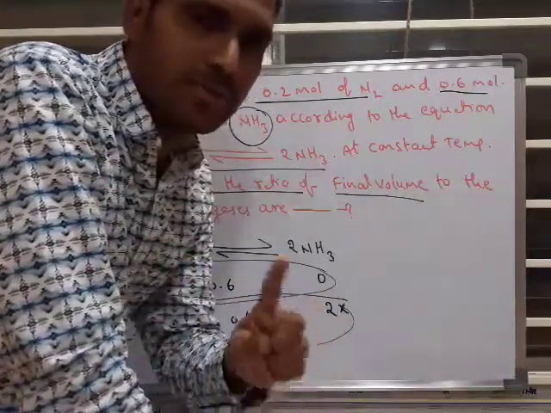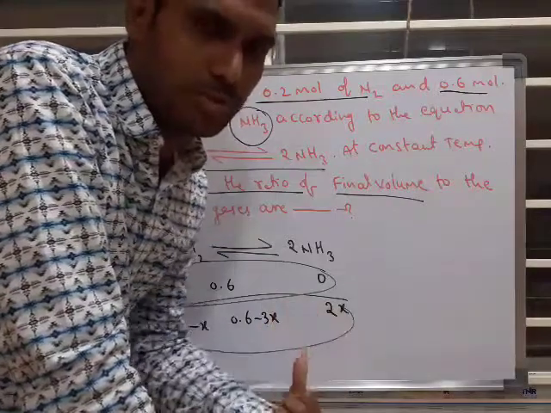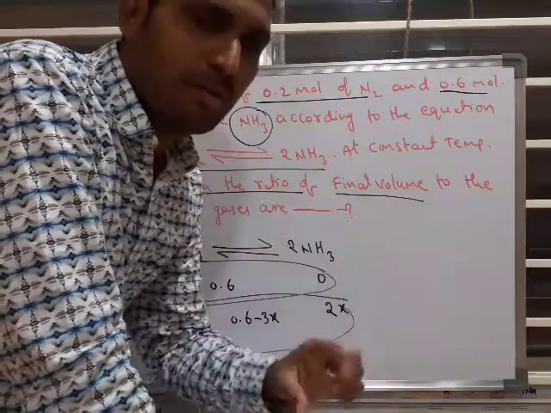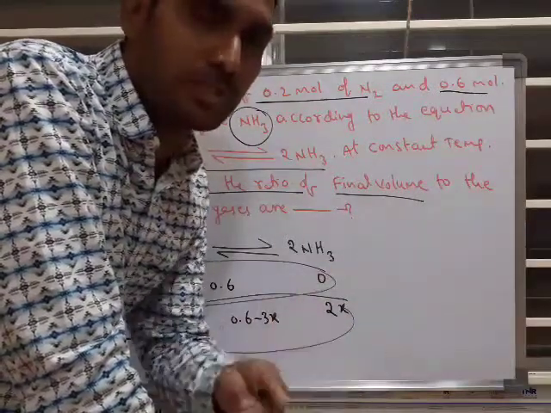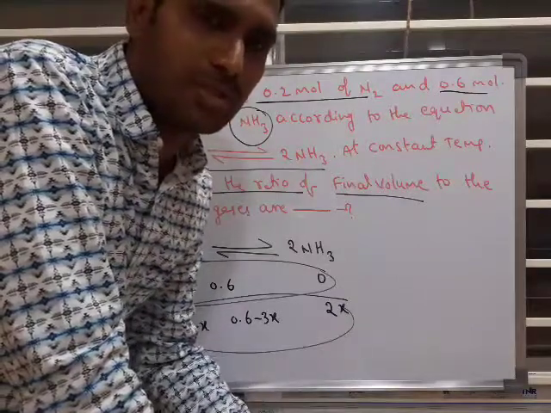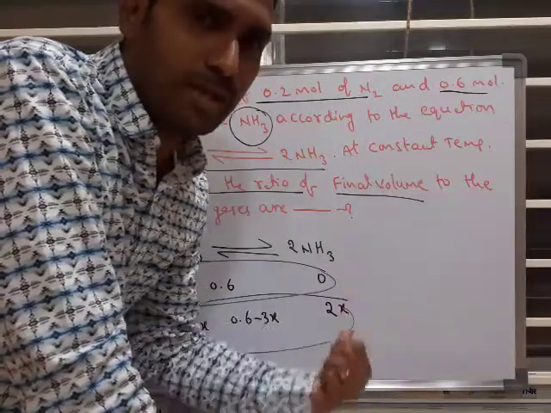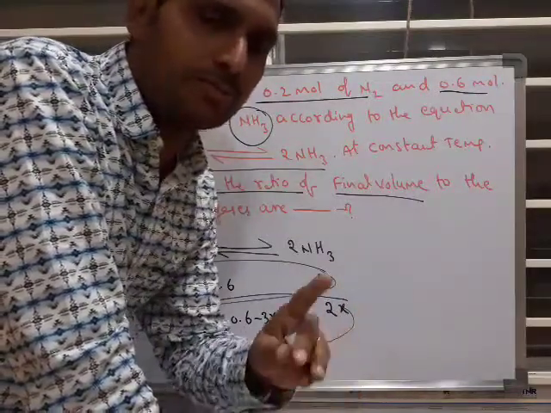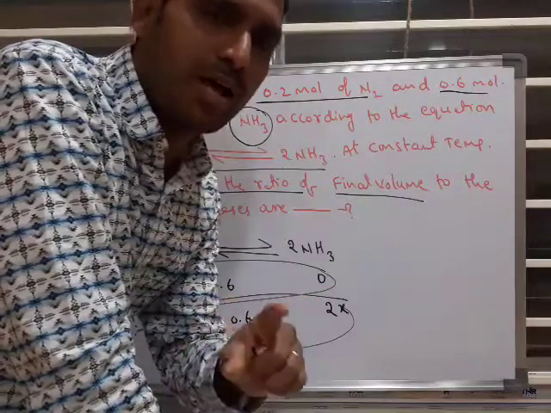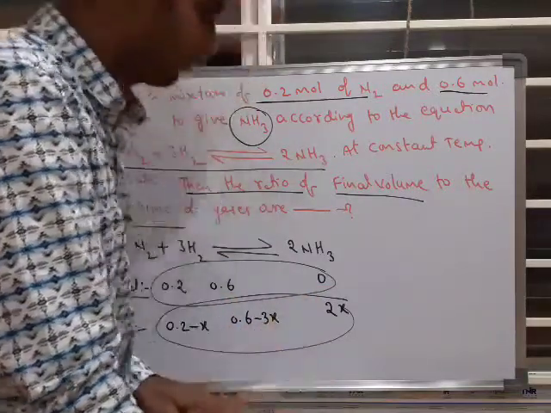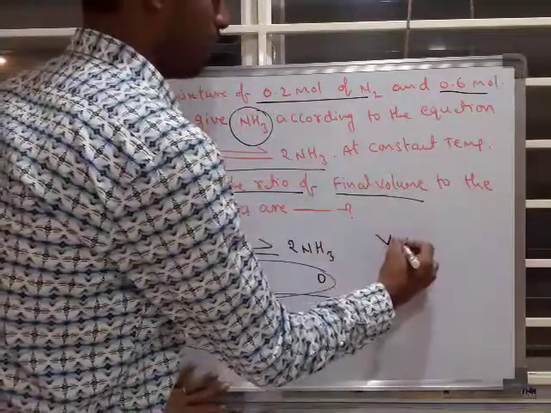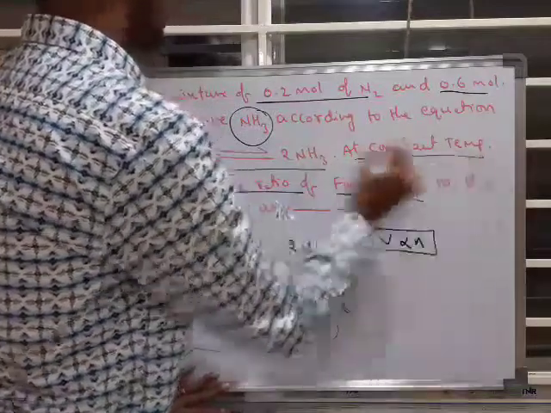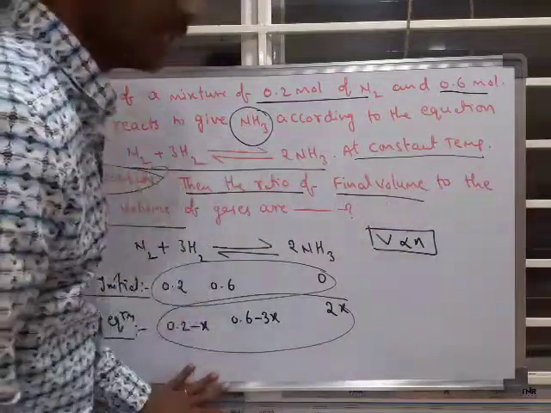Actually, it is given in terms of moles, 0.2 moles and 0.6 moles. What we have to find out is the ratio, the ratio of the final volume to the initial volume. We don't convert to volumes again because according to Avogadro's law, volume is directly proportional to n, at a constant temperature and pressure. So that's why the conditions are given.